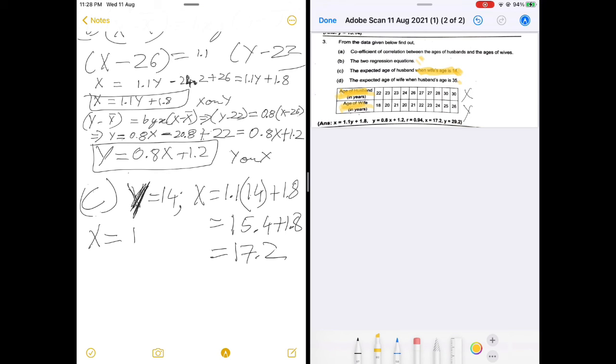We are not talking about the legal ages, guys, here. It's just a problem, so please do not get perturbed by that. We are just trying to solve the problem. So when y is 14, x value is 17.2.